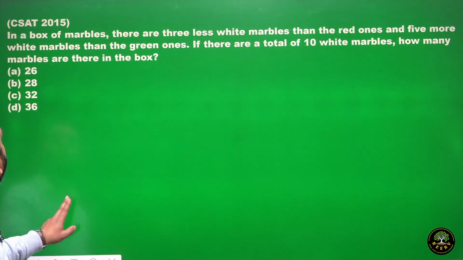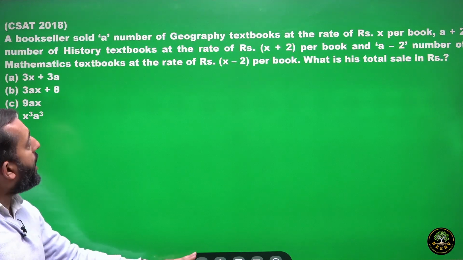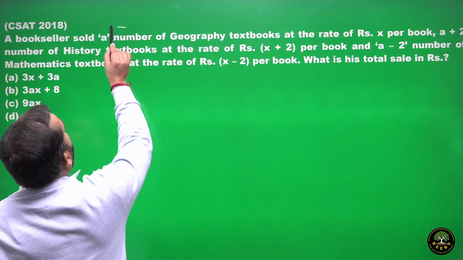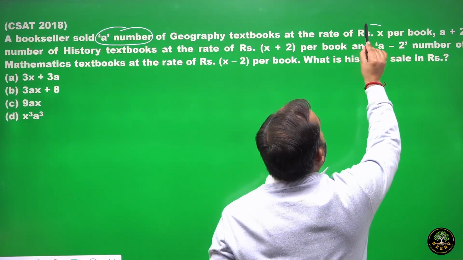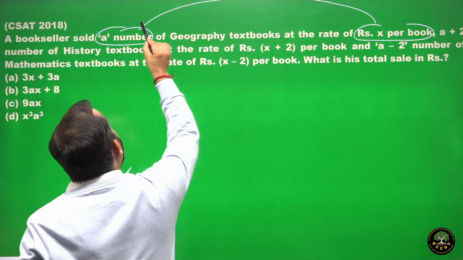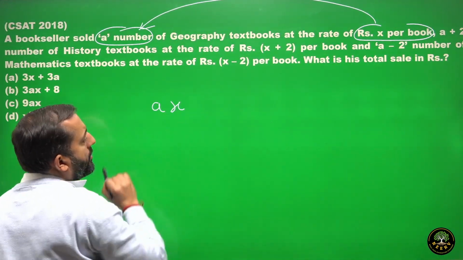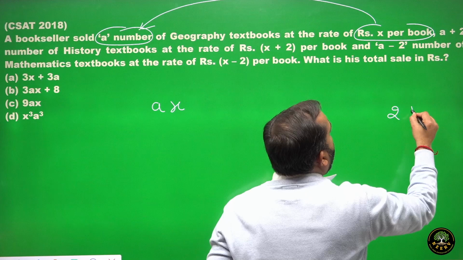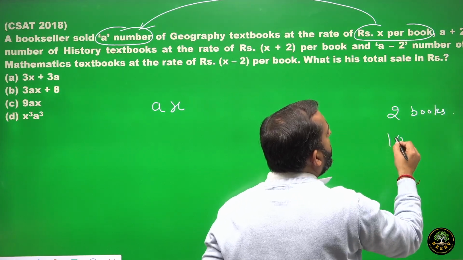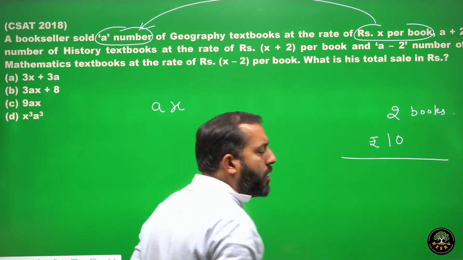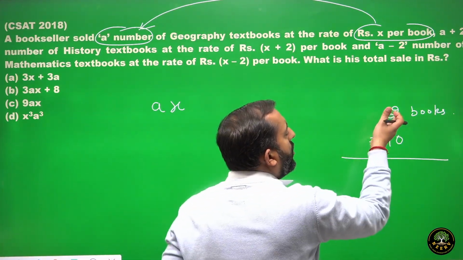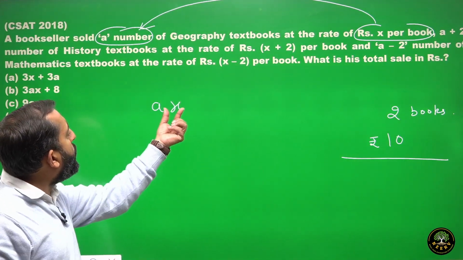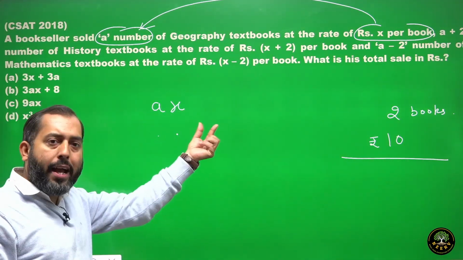Next question. It says a bookseller sold a number of geography textbooks at the rate of X per book. Number of books are A and the price per book is X. So total must be A into X. Suppose you bought 2 books and price of per book was rupee 10. So how are you going to count the total money spent? Rupee 10 for one book. So for 2 books it should be 2 into 10. So rupee X for one book, so for A number of books it should be AX.